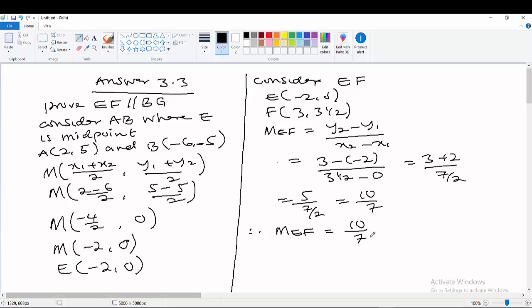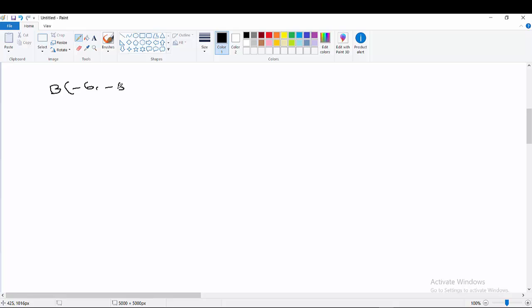That's 10/7. So let us consider the line BG now. Consider BG. From the question, we have the coordinate of B and the coordinate of G. The coordinate of B is equal to (-6, -5), while the coordinate of G is (4, 2).